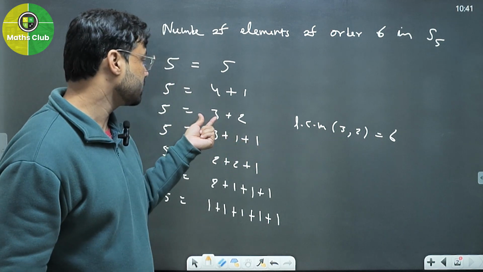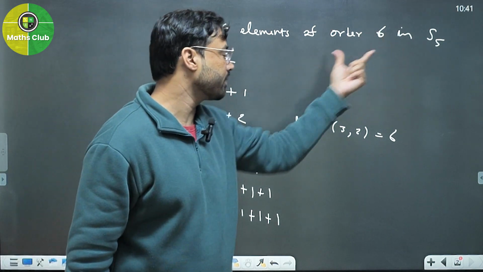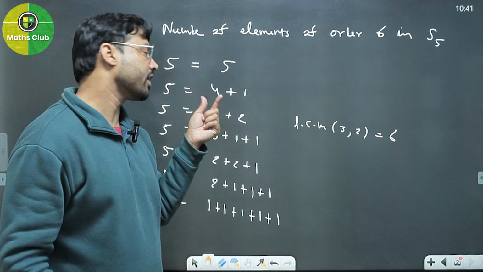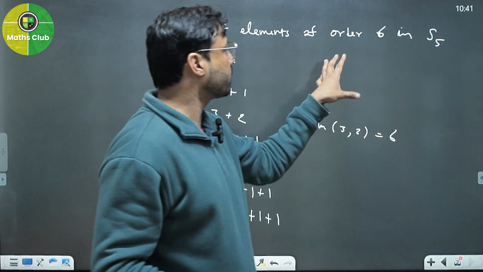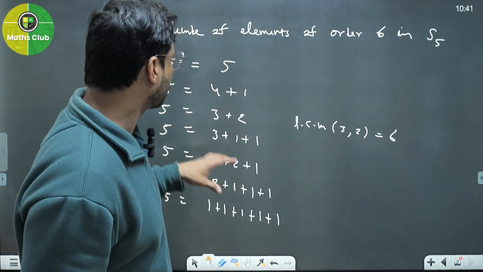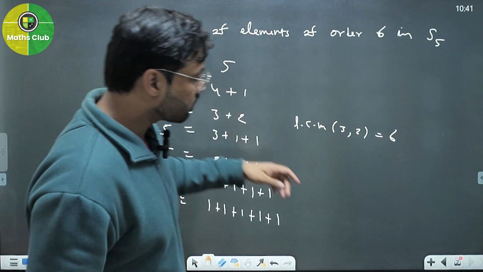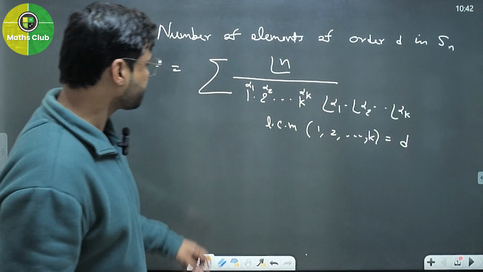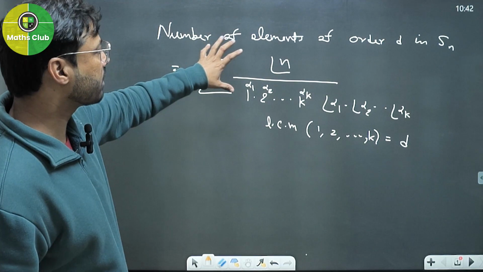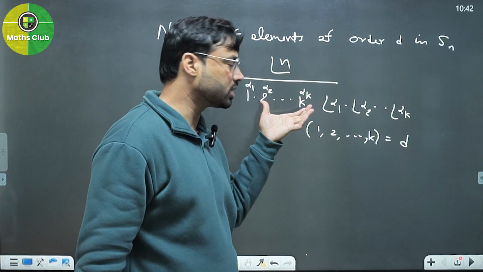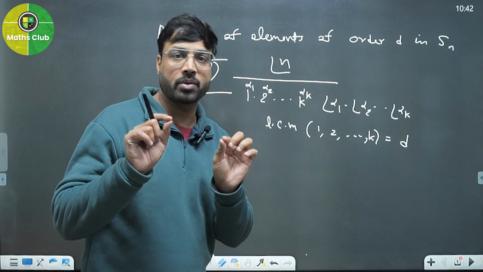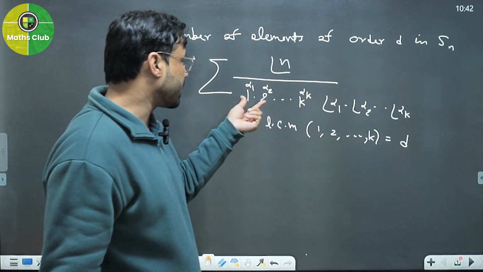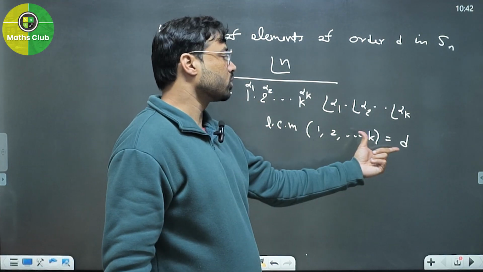So in this case, the permutation in S5 is a product of disjoint cycles of length 3 and length 2. That's why you directly use this formula to find the number of elements of a particular order. I'm just giving you the direct idea of how to find it. So use this formula for the number of elements of order d in Sn, where 1 to k are the numbers in the partition, such that the LCM equals d.